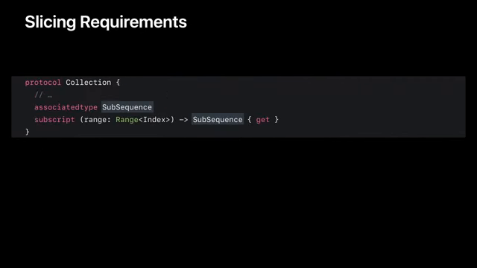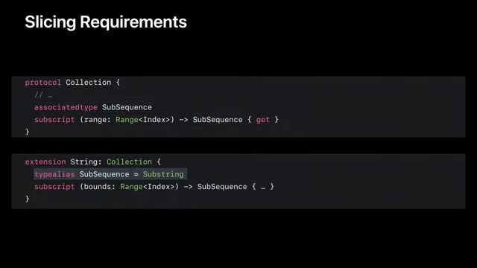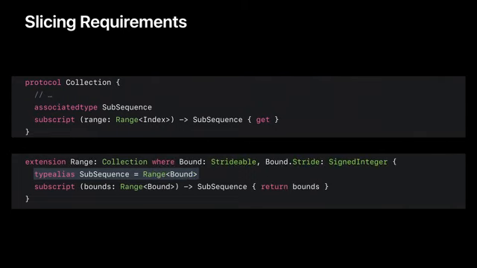So here, we've pulled the slicing subscript into the collection protocol itself as a requirement. Now note that the result type of this subscript is described by a new associated type, subsequence. Now both string and range meet these new requirements of collection. With string, the subsequence type is substring. For range, the subsequence type is going to be the range itself.